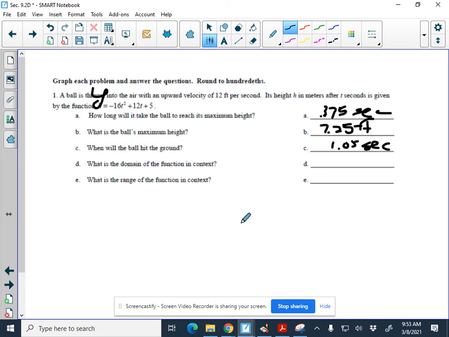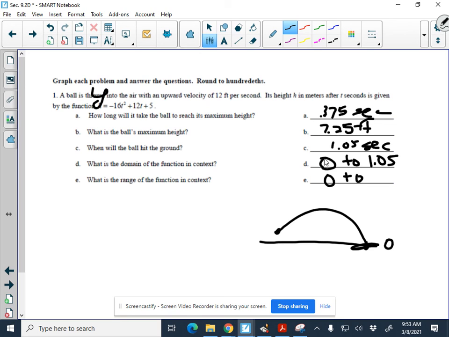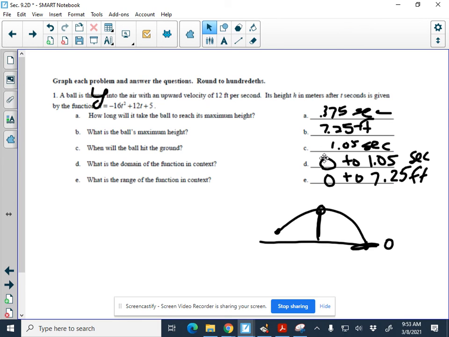Now, what's the domain? The domain starts at 0. Why? 0 seconds. And it ends when the ball hits the ground. What's the range? Since the ball starts in the air and lands, the lowest it ever gets is 0. And the highest it ever gets is the maximum, which is 7.25 feet. The domain is in seconds. The range is not. We'll end that with the video. We can do one more together. Okay.